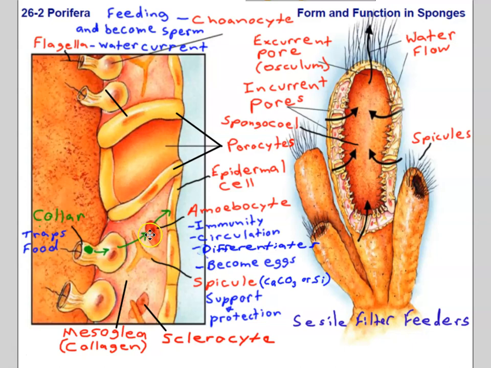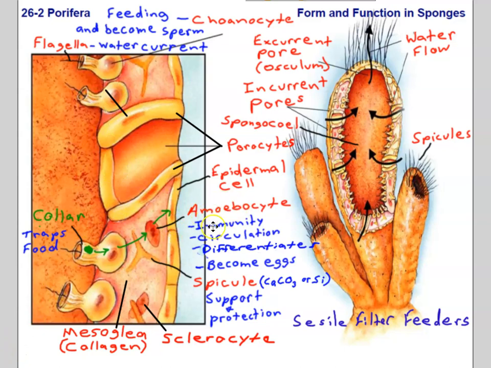So before we move to the function of amoebocytes, let's go back and just summarize the function of the choanocytes. They function in setting up water currents, first of all. They function in feeding, but they also function in that they will differentiate into sperm cells when it's time for sexual reproduction. So when it's time for spawning, usually that's a seasonal thing. All right, so those are choanocytes.